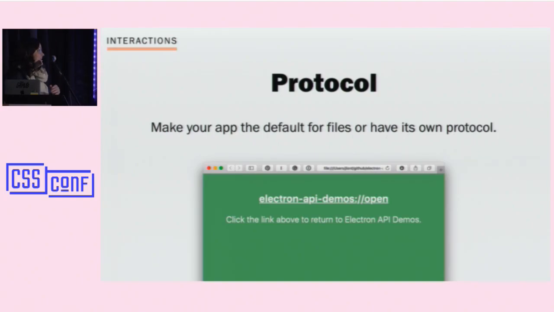Protocol is one that I think is really nice. If you are creating an app to view images or open PDFs, you can set it as the default for that kind of file, or you can create its own protocol. So, for instance, in the API Demos app, we have a demo of doing this where we create an API Demos protocol, so you can actually have this link on a website and have it open your app on the user's system.